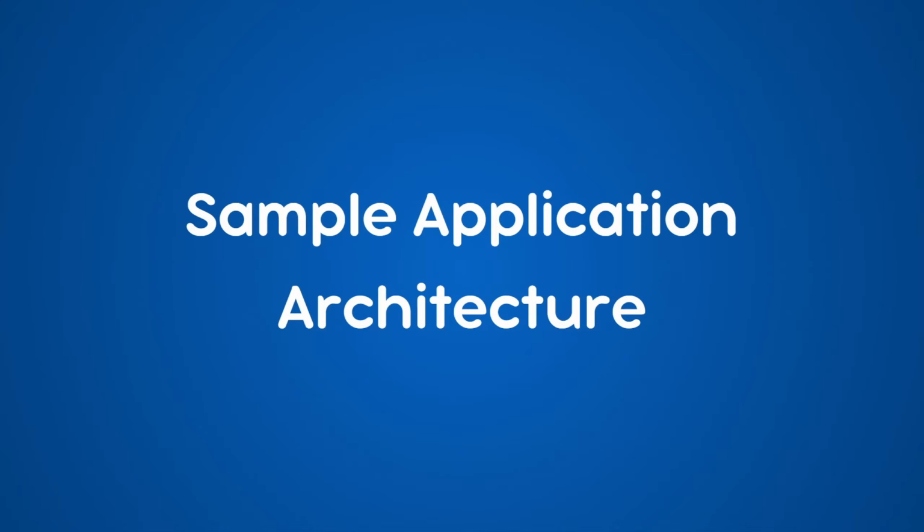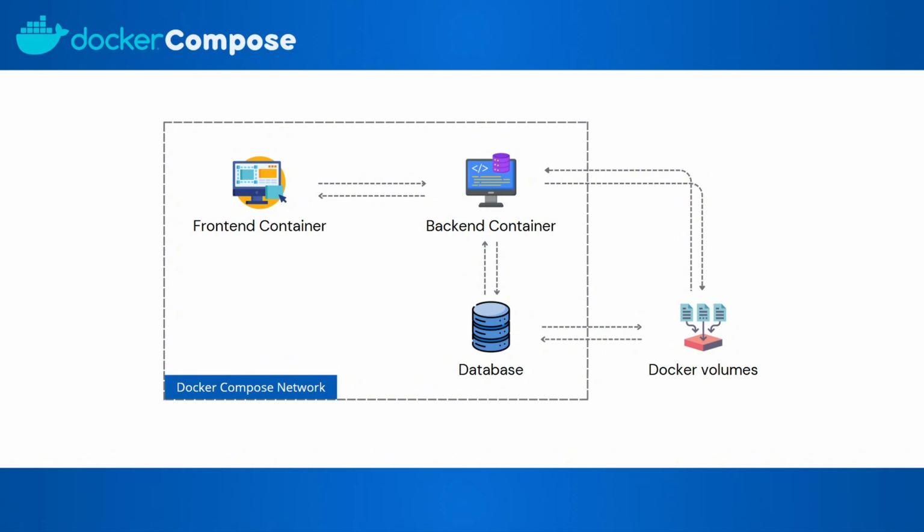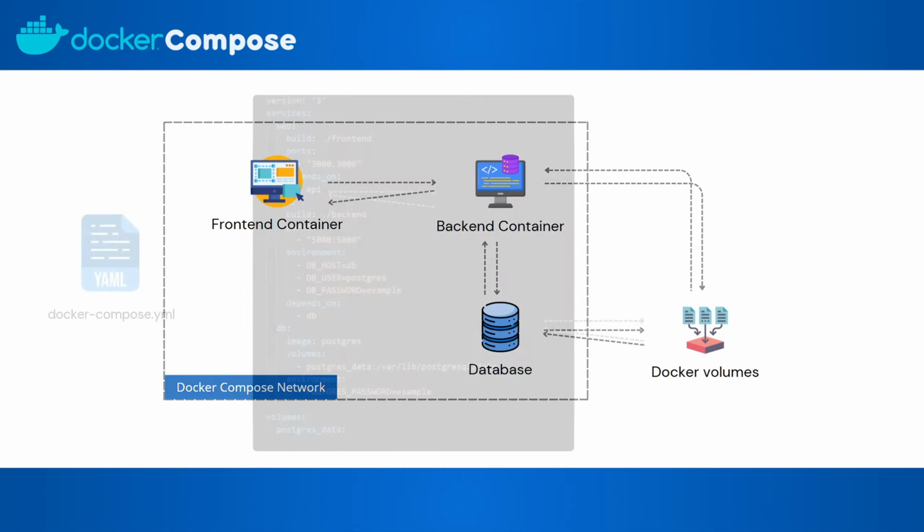What might a typical Docker Compose application look like? So here's a common setup for a web application using Docker Compose. We have a front-end container that holds the user interface, a backend container that runs the application logic, and a database for storing data. All these containers are connected through a Docker Compose network, allowing them to communicate with each other securely. Data persistence is handled by Docker volumes, ensuring your database data survives container restarts. And the entire setup is defined in a single docker-compose.yaml file like the one shown here.